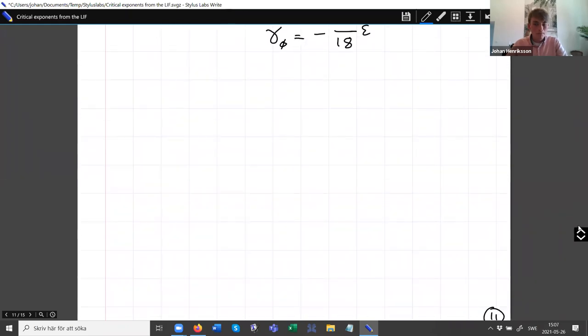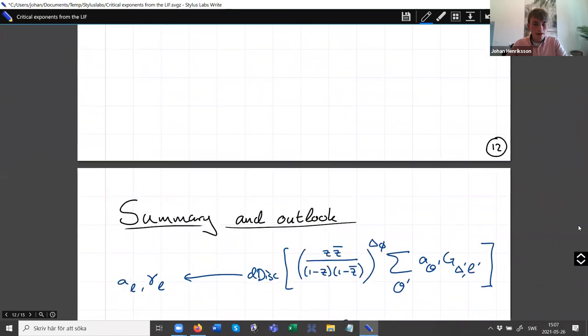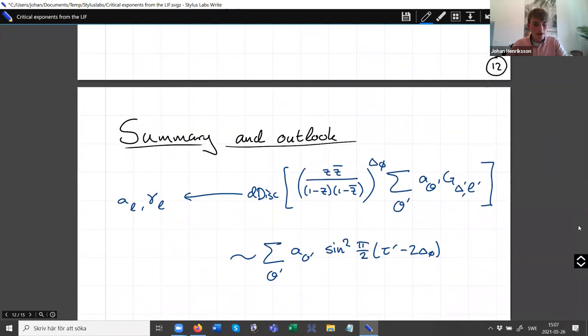So with this being said, let me quickly summarize with an upgraded version of what I had written in the very beginning. So we want to compute conformal data, particularly of spinning operators. And we do it from the inversion formula, and it depends on the double discontinuity correlator.